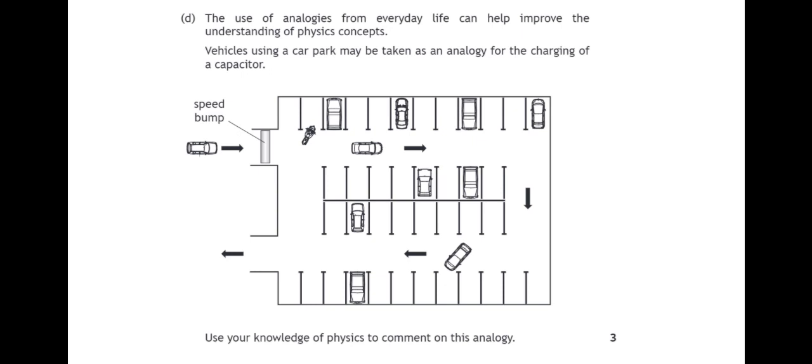Part D, the use of analogies from everyday life can help improve the understanding of physics concepts. Vehicles using a car park may be taken as an analogy for the charging of a capacitor. Use your knowledge of physics to comment on this analogy. So, in the picture you can see cars entering from the left-hand side there over a speed bump and taking a space in the car park. They can then leave by exiting through the lower opening in the car park and back out.